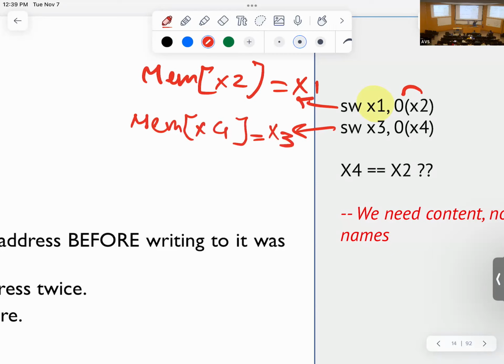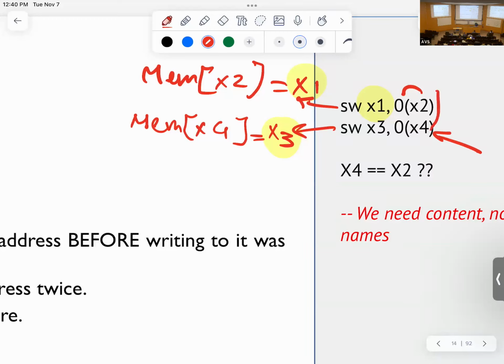This is a classic story. And then you might think that, okay, this makes sense. There's no problem with this. But what if X2 and X4 are the same? If they're the same, you're basically writing to the same address. And what are you writing to that address? You're writing X1 one time and you're writing X3 one time. And what should be the final value of that memory? Whatever value is stored in X3 should be the updated memory value. Because remember, we need to do things in order.